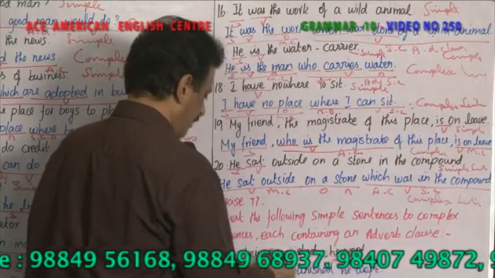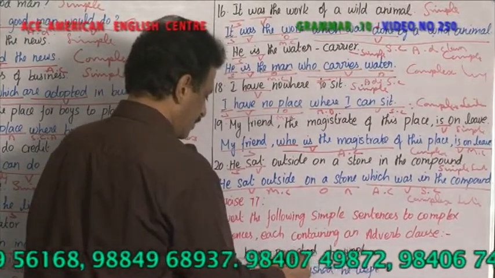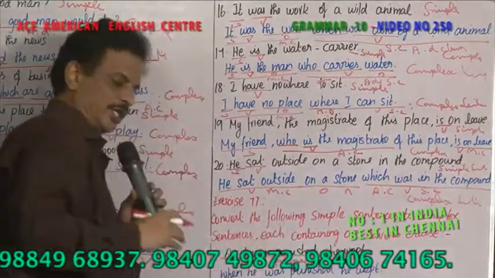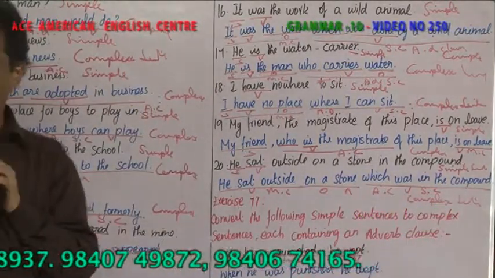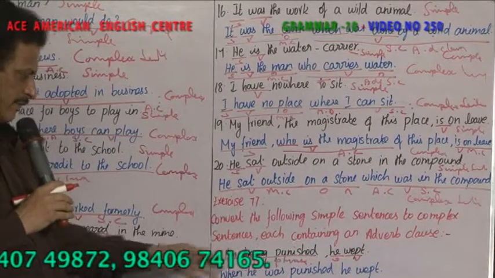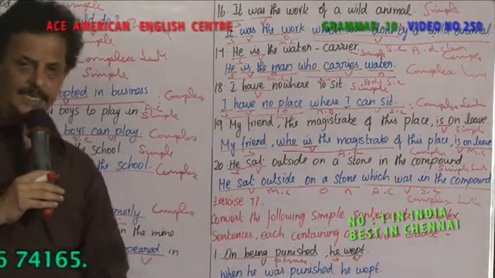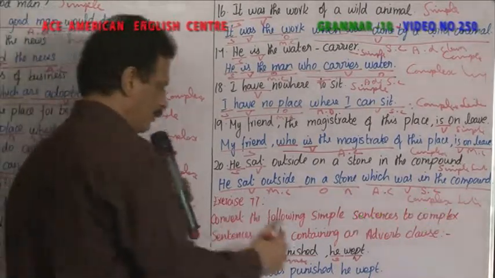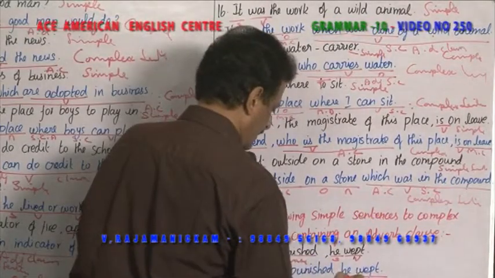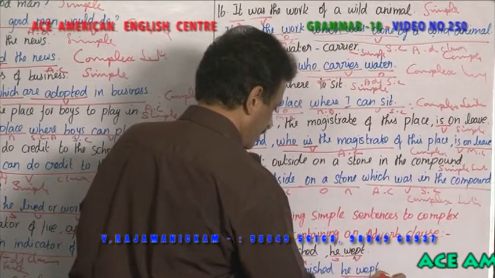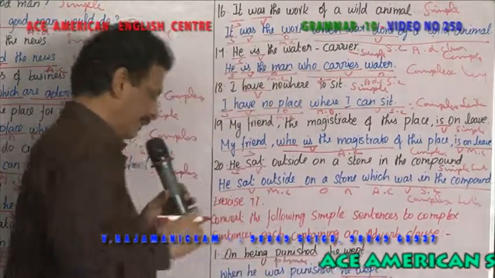So on being punished is a phrase. So phrase, it is not a verb. Being punished is a what? It is a participle, so it is not a verb. So you have to change this into a sentence. For example, he wept. He is the subject, wept is the verb. So it is a main clause, it gives full meaning. He wept.